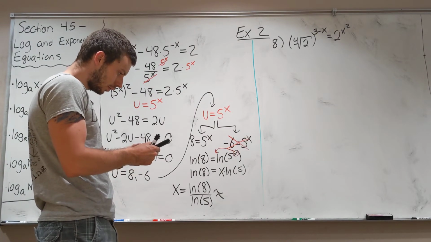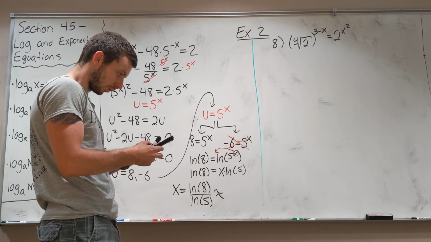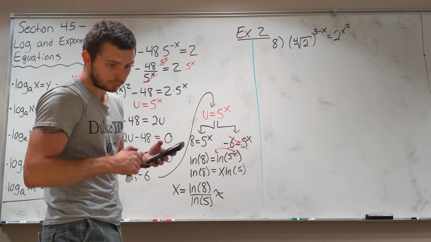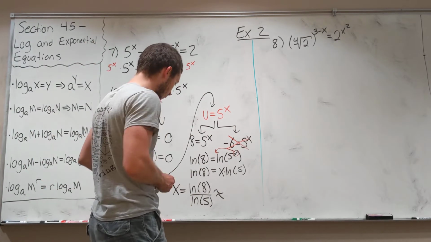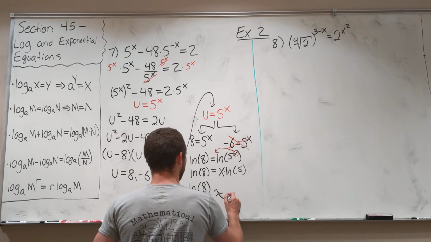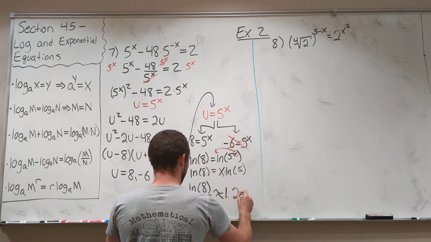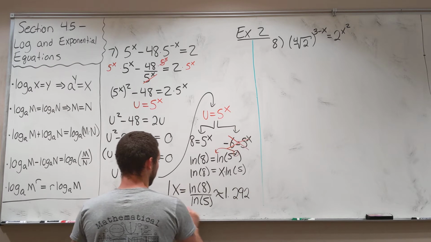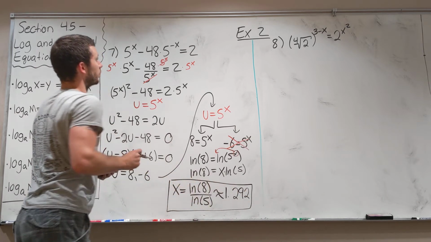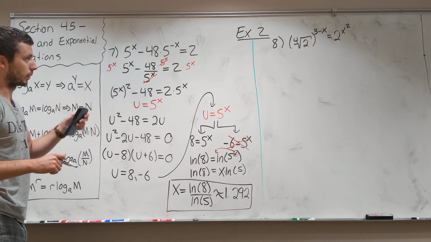We'll end up getting natural log of 8 divided by natural log of 5, 1.292. Yes, so 1.292. So that would be the answer for number 7 here.